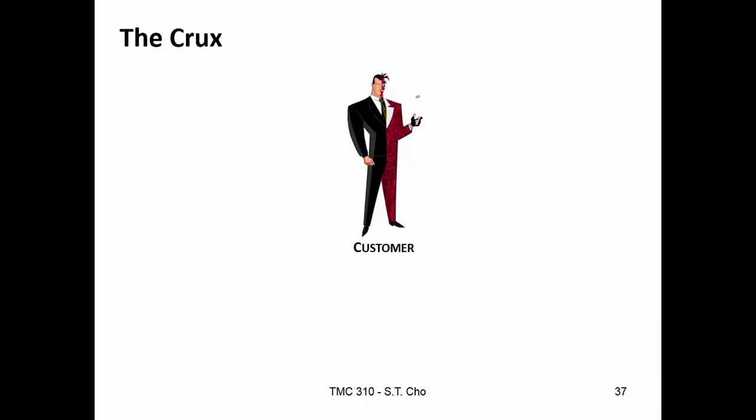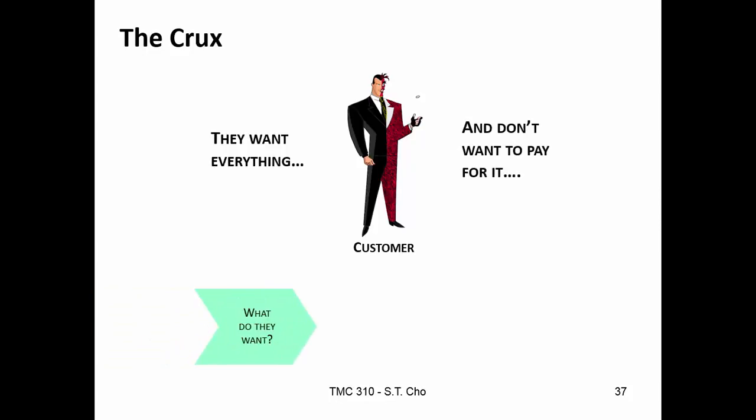So the crux of product development is quite simply this. Customers want everything and they don't want to have to pay for it. And this is why things like conjoint are so important, so you can figure out what it is that you're really willing to pay for.